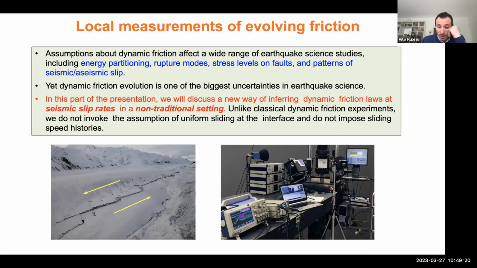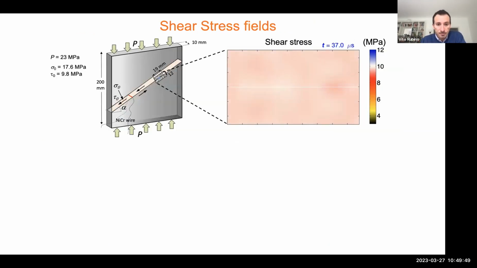Characterizing friction, of course, is important because friction controls a number of key characteristics in earthquake mechanics, including energy partitioning, rupture modes, stress levels on faults, and more. This approach is different from classical friction experiments because we don't impose the slip rate history, but we observe friction evolution during the spontaneous propagation of ruptures.